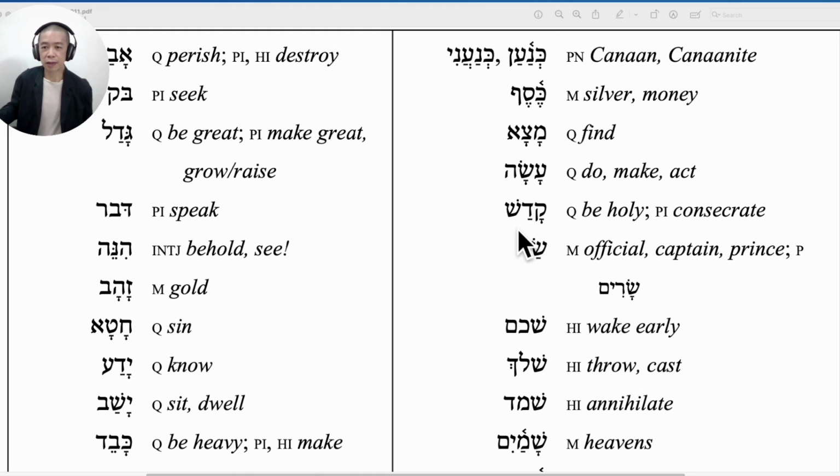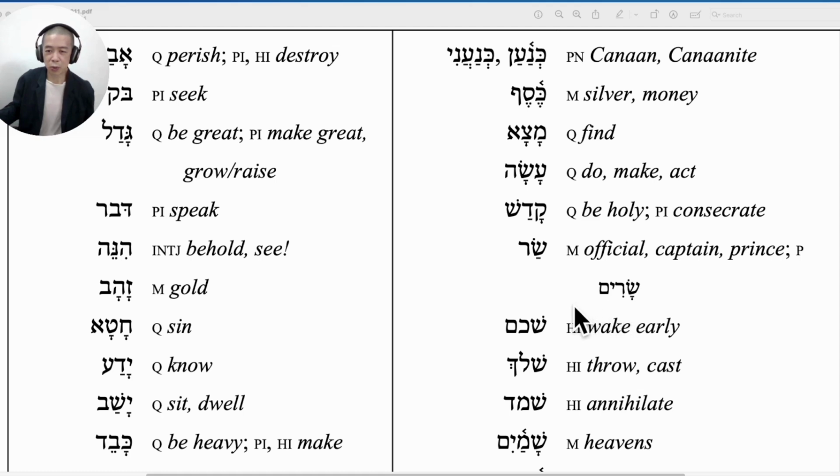The next word means official, captain, prince. In Hebrew, it's pronounced as sar. Again, please note that the dot above the letter sin is on the left, so it's pronounced as sa and not sha. In plural form for prince, official or captain, it's pronounced as sarim.